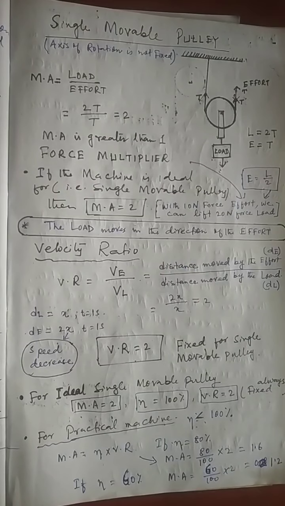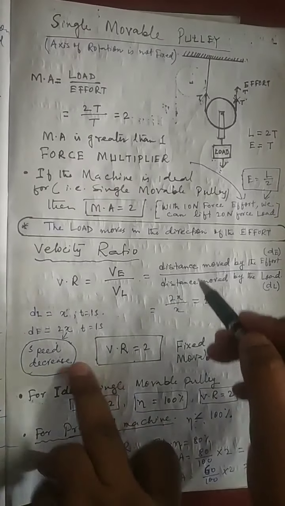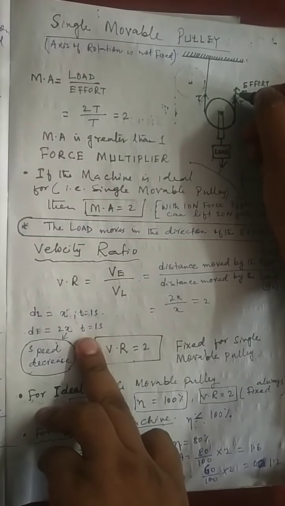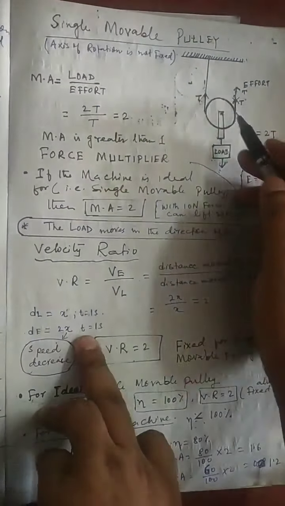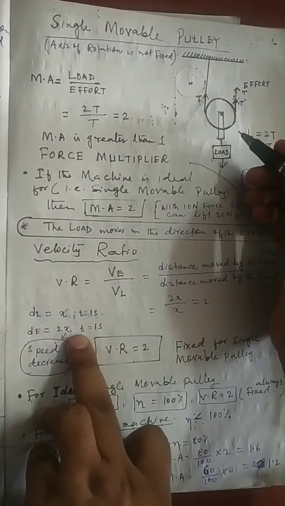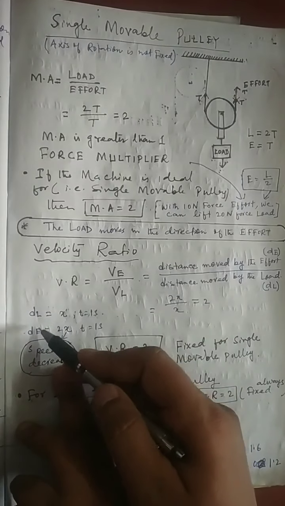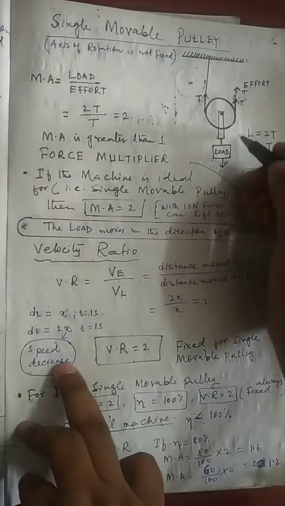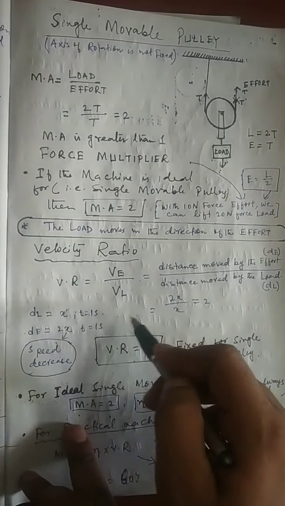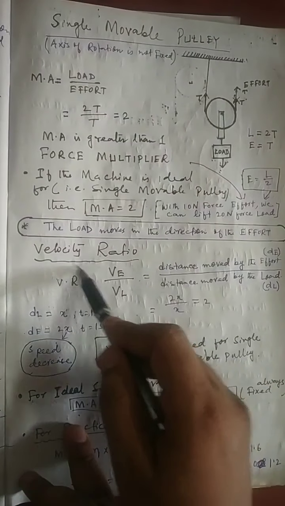Now come here, velocity ratio. Velocity ratio means distance moved by the effort. If we apply effort here, then what happens? This rope will move in 1 second, and here, with the load, two ropes will be moved. Now look at this, don't go for the calculation: VR equal to 2.